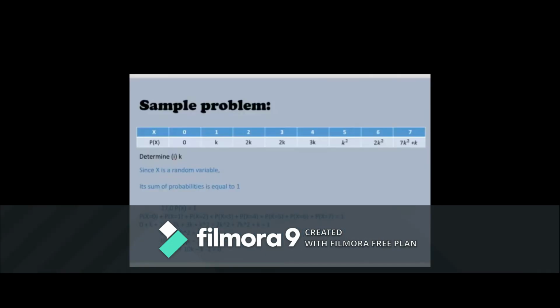Sample problem. Use the given table of values to solve this example. Since X is a random variable, its sum of probabilities is equal to 1. So P(X=0) plus P(X=1), P(X=2), P(X=3), plus P(X=4), plus P(X=5), plus P(X=6), plus P(X=7) is equal to 1.